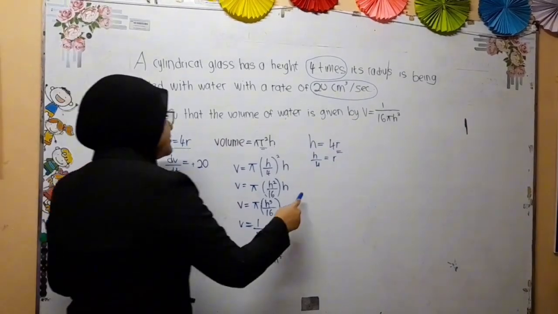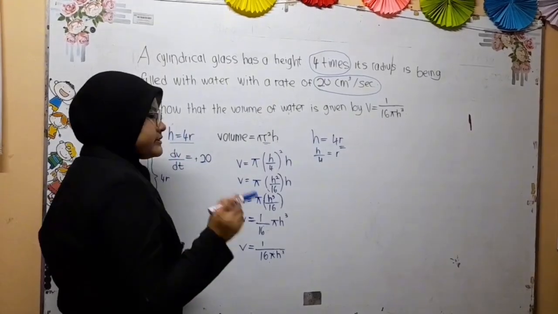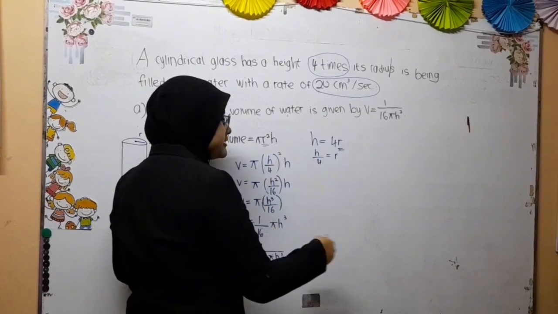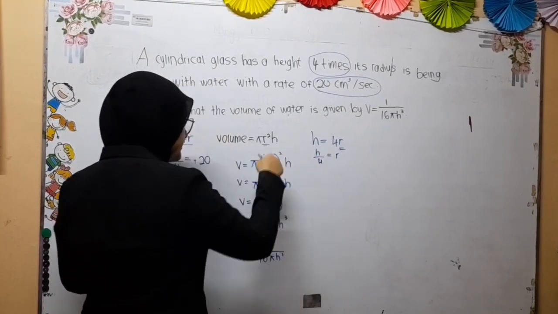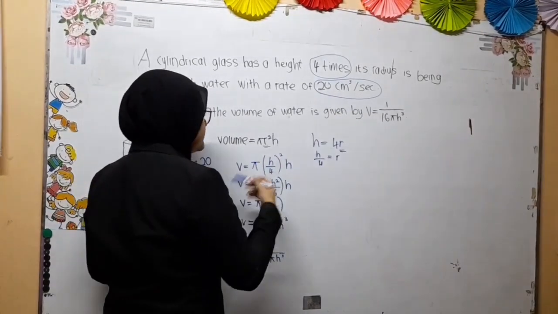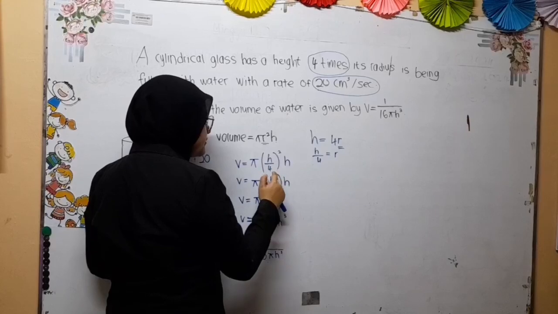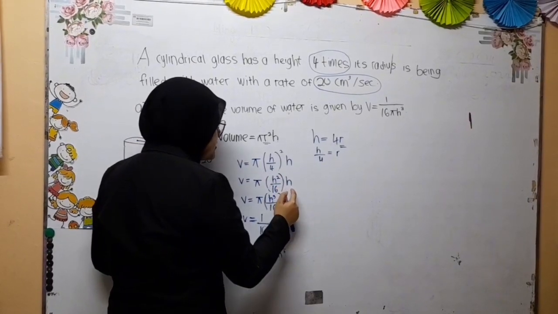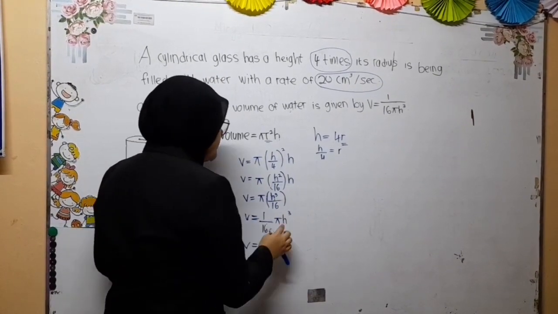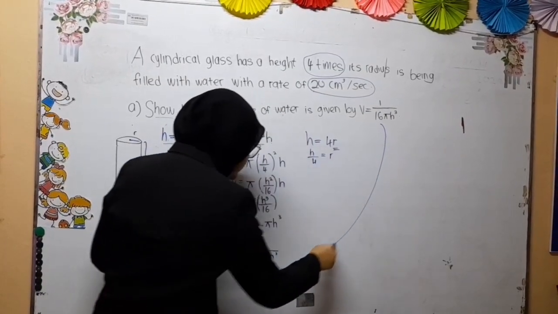Then we need to substitute this value of r into the equation of the volume. Volume is equal to π times (h/4) squared times h. Then we expand: h times h gives h squared, 4 times 4 gives 16, and times h. Then we separate the 1/16 from π times h cubed, and the volume is the same.